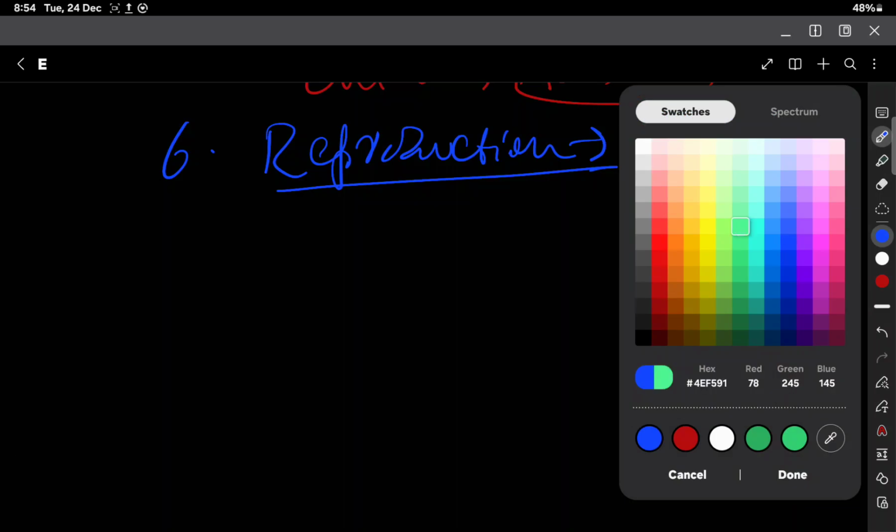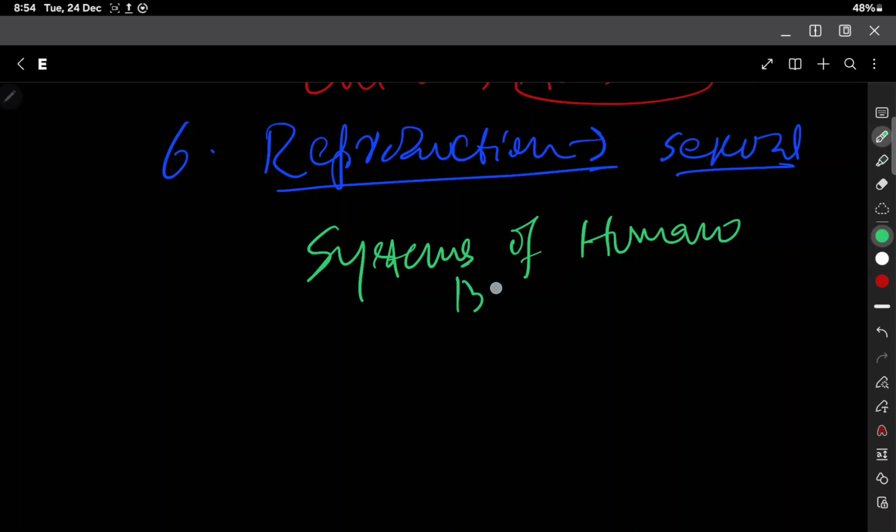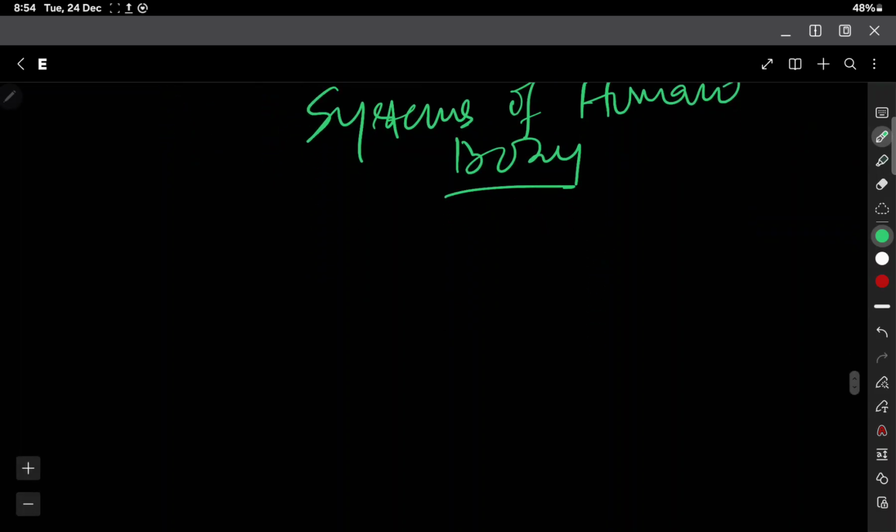Now we will go to the next thing, that is systems of the human body, or human body systems. Okay, so there are different systems in the human body, like I already explained to you. There are different levels, like chemical level, then there is cellular level, then there is tissue level, then there is organ level, then there is system level. So here are the different systems of the human body, which we will be going to study in the future classes.